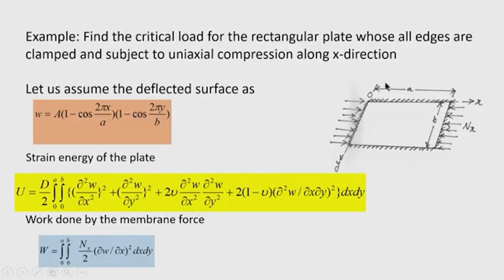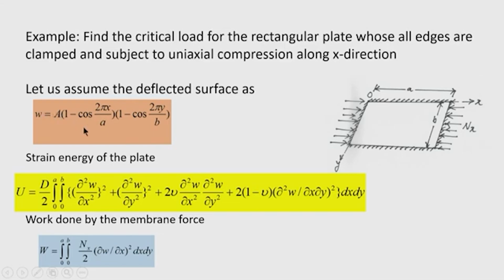at the clamped edge. So, if I calculate the deflection at the x equal to 0 edge, which is this edge, you can see that w is 0, because when you substitute x equal to 0, this factor becomes 1, cos 2 pi x by a becomes 1 and 1 minus 1 is 0. So, naturally w is 0.